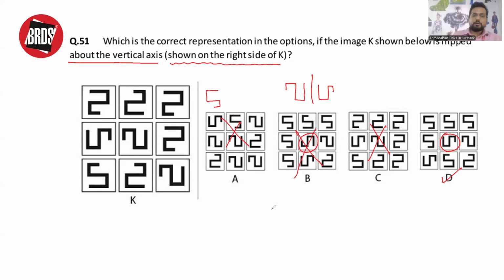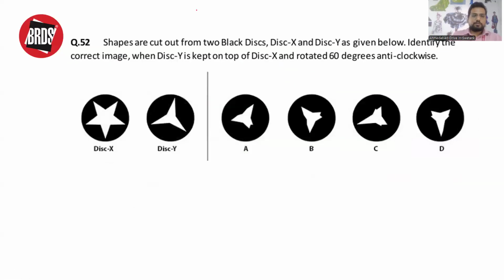So very simple questions of rotation and flipping, as in other years, had been asked this year also. I do hope that you must have got the correct answer for this one. Moving ahead to the next question, question number 52. This type of question had been asked last year, where they said that you have to keep two discs together.